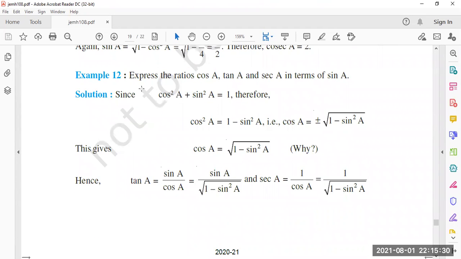Let's look at example number 12. I'll just explain for 5 more minutes so that you get enough time for the practice. Example number 12. Express the ratios cos a, tan a, and secant a in terms of sin a.